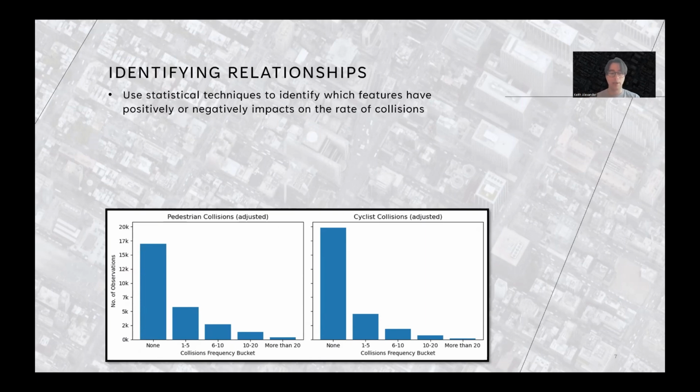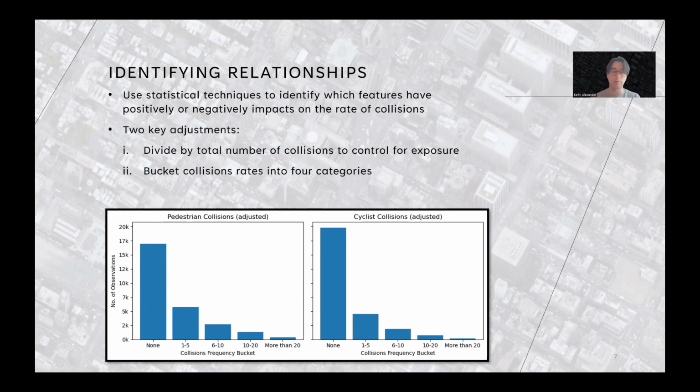To adjust our response variable accordingly, 2 adjustments were implemented. First, for each intersection, instead of counting the raw number of collisions experienced by pedestrians or cyclists at the intersection, we divided that number by the total number of collisions, which includes collisions of all types, even those just involving motor vehicles, as a way to try and account for this exposure effect.